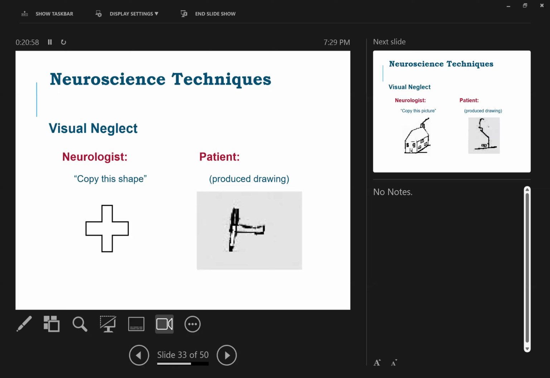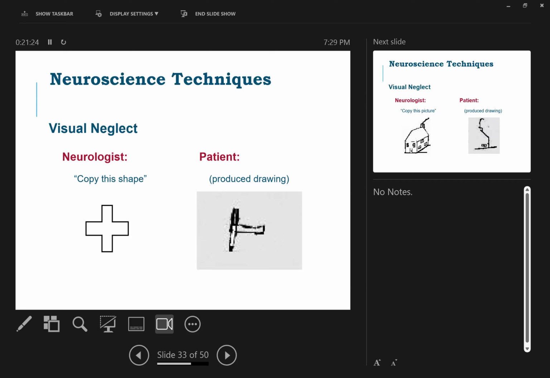Which side of the parietal area is lesioned here? Right. Why? Who said right? I did, but I said it because it was on the previous slide. Okay, but you know that it's the right, so we'll talk about this later on.